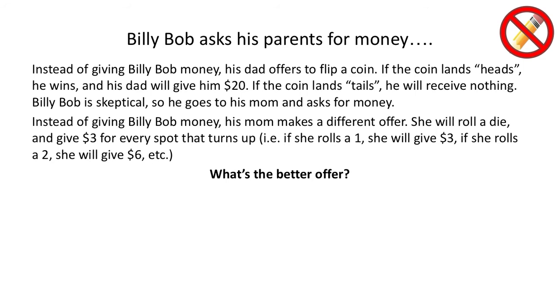Billy Bob is skeptical, so he goes to his mom and asks for money. Instead of giving Billy Bob money, his mom makes a different offer. She will roll a die and give $3 for every spot that turns up. Meaning if she rolls a 1, she'll give $3. If she rolls a 2, she'll give $6, etc. What's the better offer? What we're going to learn in this lesson is how to determine which of these two situations is a better offer.